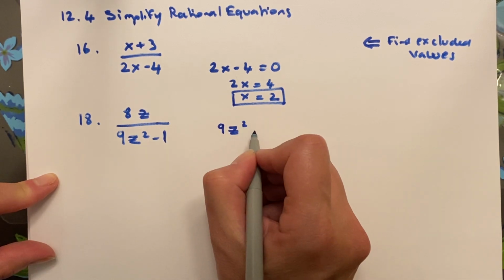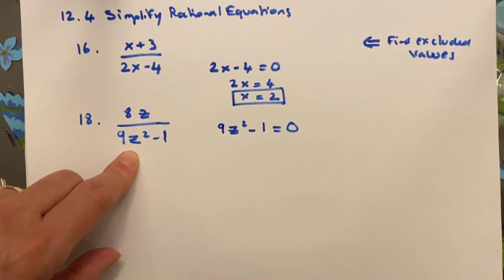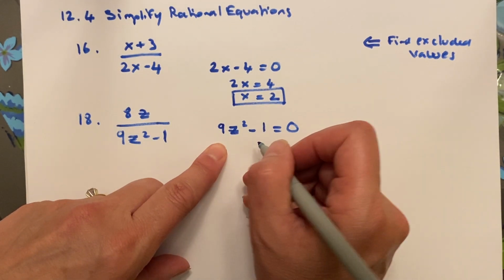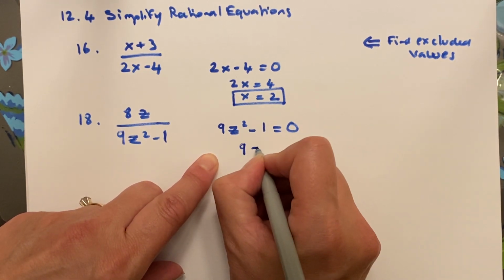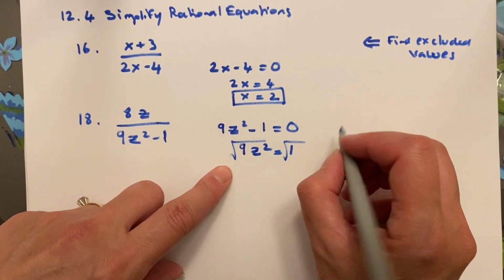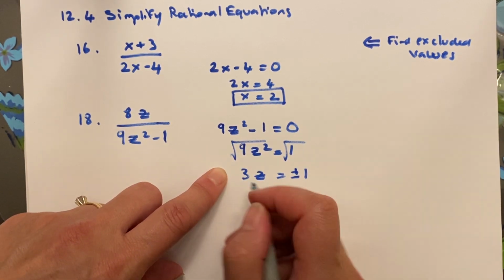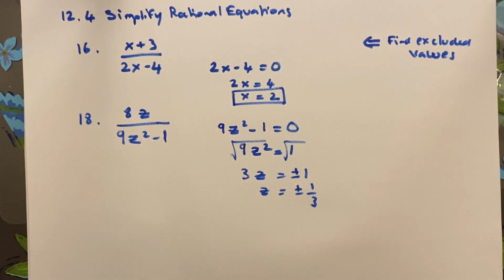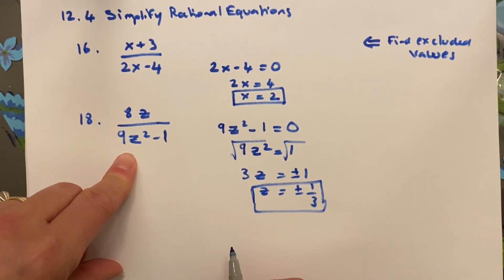You could also just do what we've learned before and set 9z squared minus 1 equal to 0. And if you remember, we're just trying to solve for z, right? Find the zero of the function. Well, there are two ways we could do this. We could do square roots and have 9z squared equals 1. Take the square root of both sides, and you'll end up with 3z equals plus or minus 1. And then divide by 3, and you get plus or minus 1/3, which are the two excluded values, just like we talked through just then.